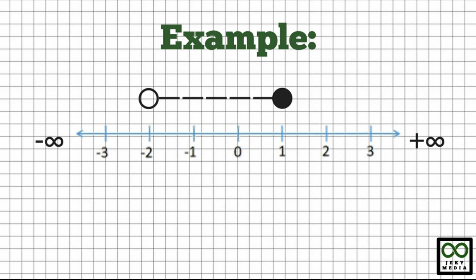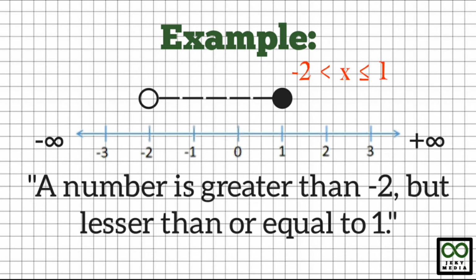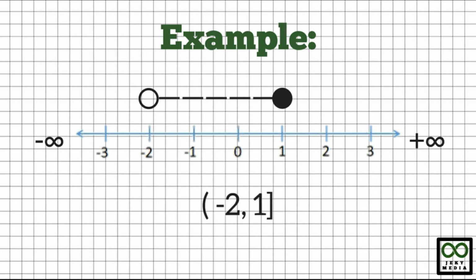Third example, the open circle is at -2, and the shaded circle is now at +1. The inequality is read as: a number is greater than -2, but less than or equal to +1. To translate as interval notation, use parenthesis on the left side. Open parenthesis, -2, +1, and use a bracket to represent that this side, 1, is included in the solution set.